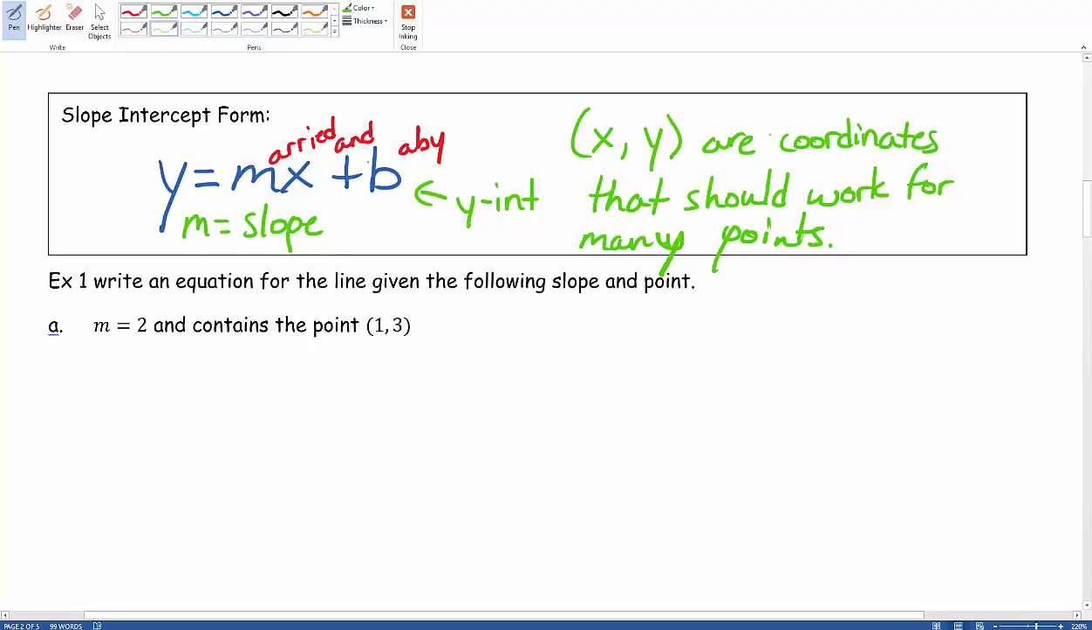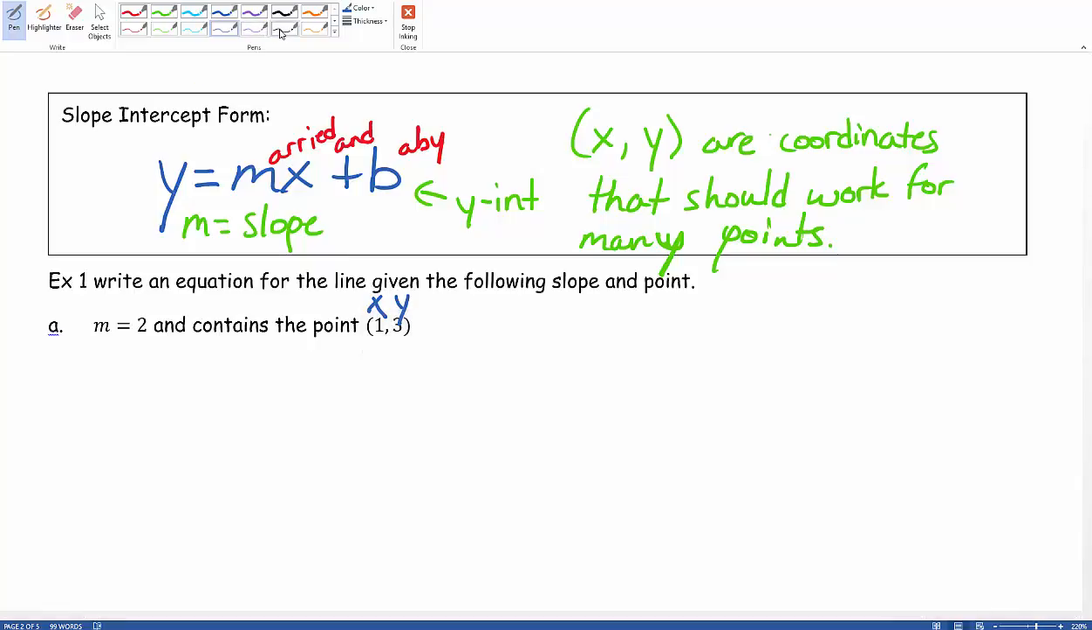Now, how we actually go ahead and use that. Looking at example 1a, we're asked to write an equation for the line given the slope and a point. So right away, we've been given our m value. We don't have to find it, which is kind of nice. And it contains the point 1, 3. So with this point 1, 3, we know that we have some x and some y, because again, this is just a coordinate point that does work for this particular line.